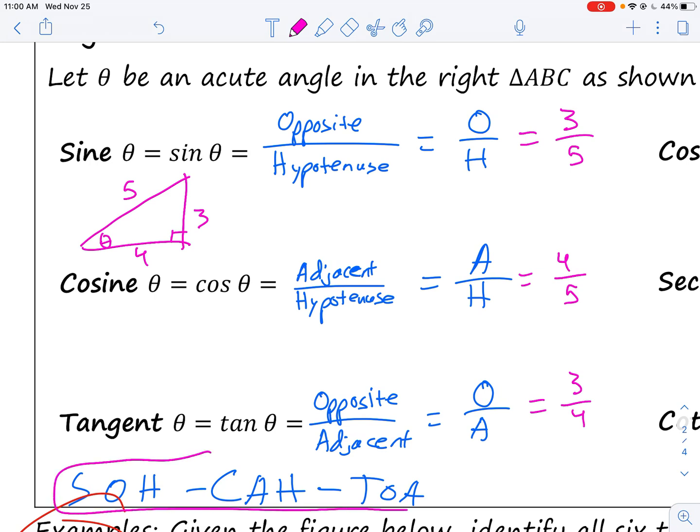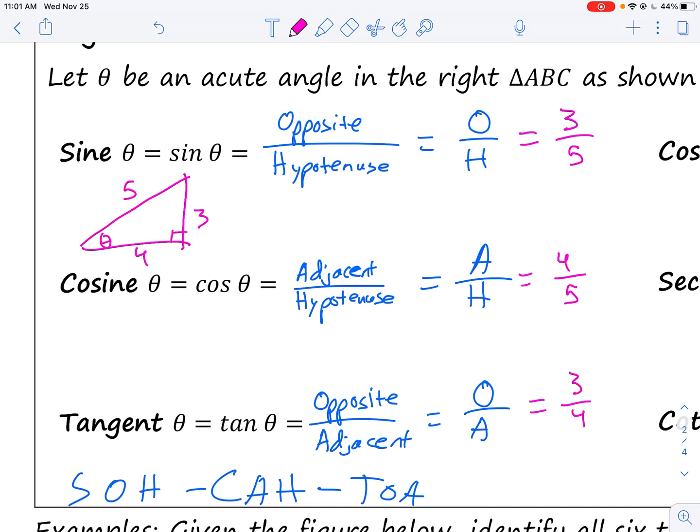And this here is a handy little phrase, a thing that people say that helps them remember. It's SOH CAH TOA. And if you write out those letters, it tells you that sine is opposite over hypotenuse, cosine is adjacent over hypotenuse, and tangent is opposite over adjacent. So say that a few times. SOH CAH TOA. And that helps you remember what the ratios are.